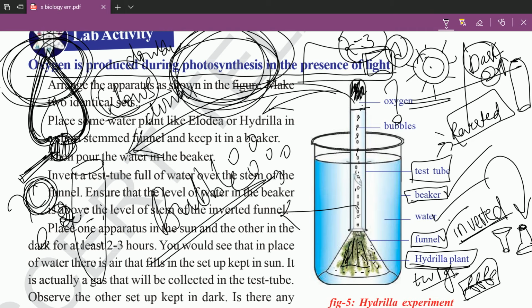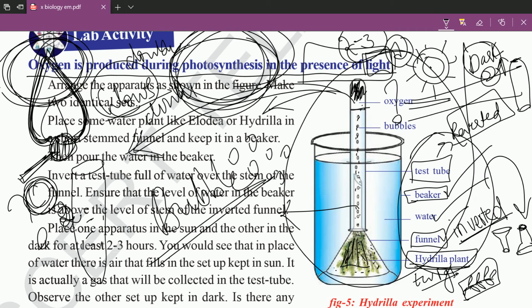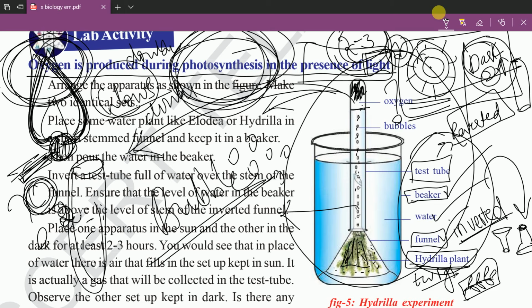So remember these requirements and the process: how many apparatus we need to prepare, in sunlight and in the dark. After 2 to 3 hours we will bring the test tube to the matchstick. Then this glowing matchstick will glow double.